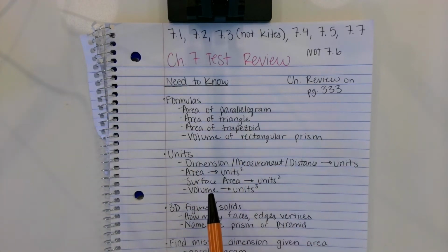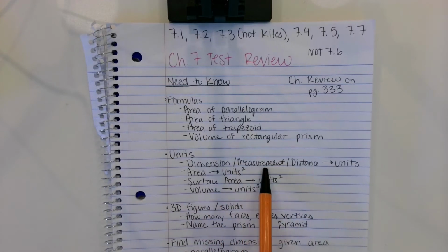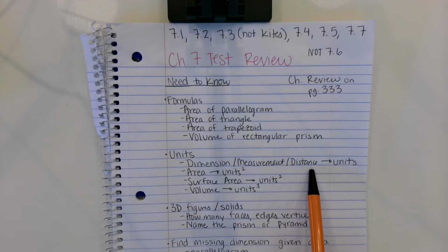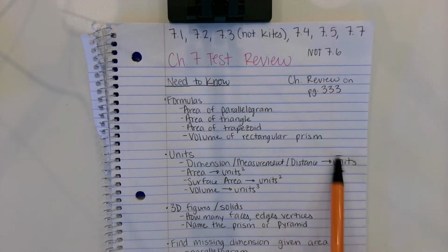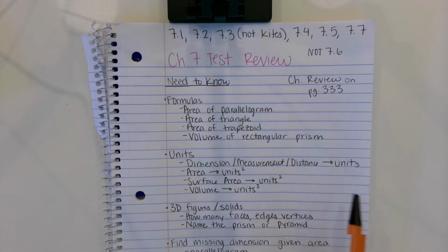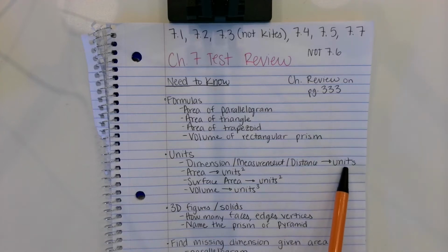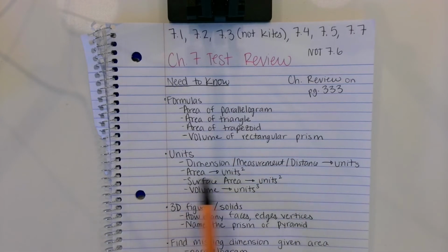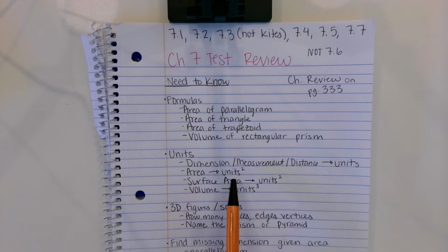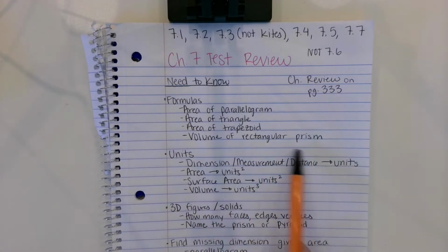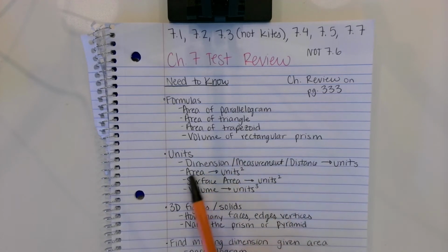For units, you need to make sure that your answers have units as well. If it asks for a dimension or a measurement or a distance, the measurement of the base or the height, that's just units. So that would just be feet or meters or inches or whatever it is. If it ever asks for area, you want to put units squared. So feet squared, meters squared. Surface area, same thing, units squared. Volume, units cubed. Make sure that all your answers have units.